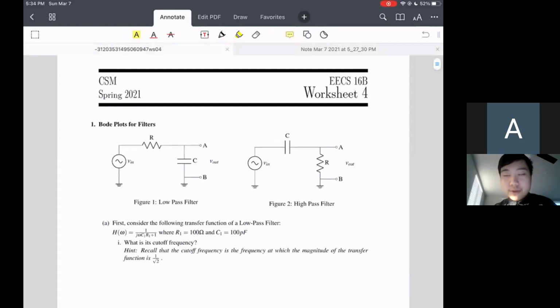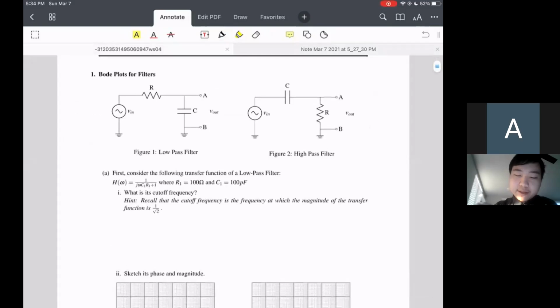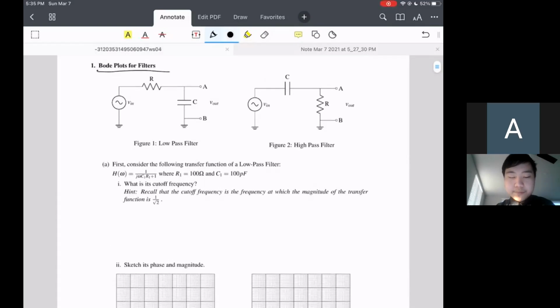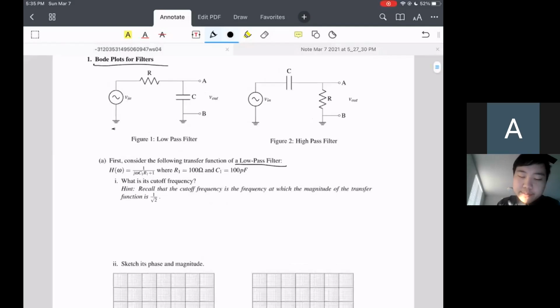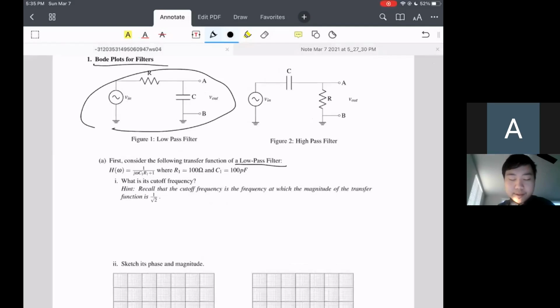For this very first question on the worksheet, we have Bode plots for filters. First off, we want to consider the following transfer function of a low-pass filter corresponding to the diagram on the left. We have H(jω) equal to 1 over (jωC1R1 plus 1), where R1 is equal to 100 ohms and C1 is equal to 100 picofarads. The first thing we're asked to do is to find its cutoff frequency.